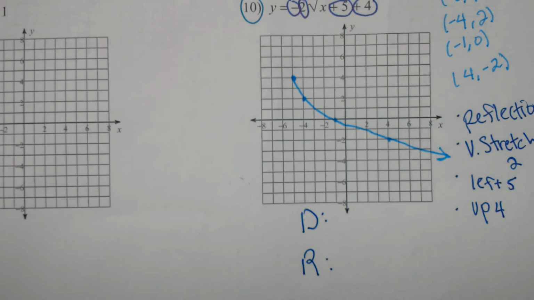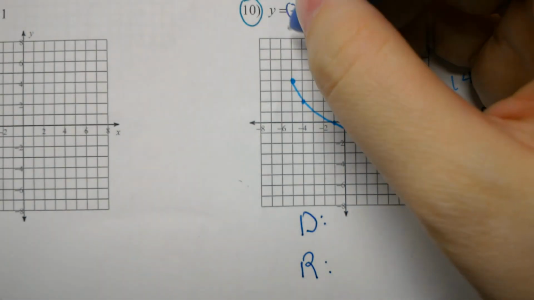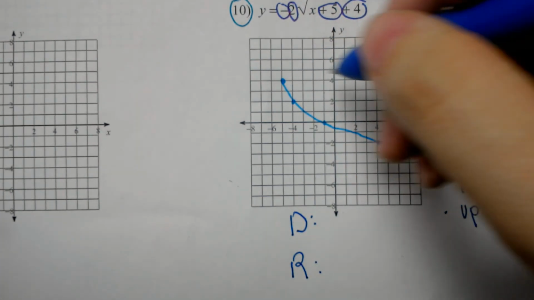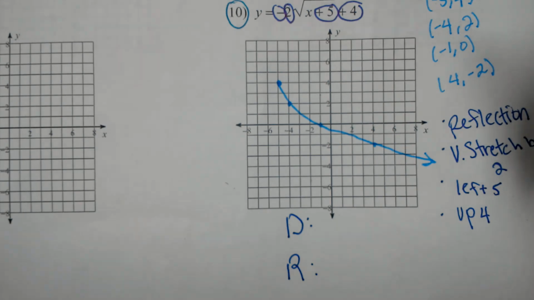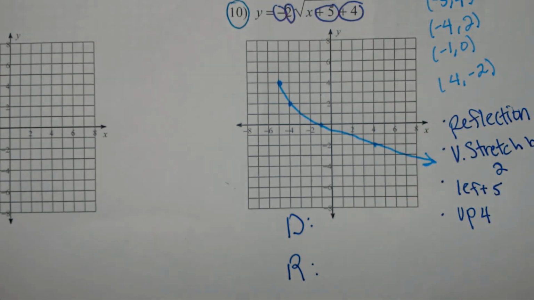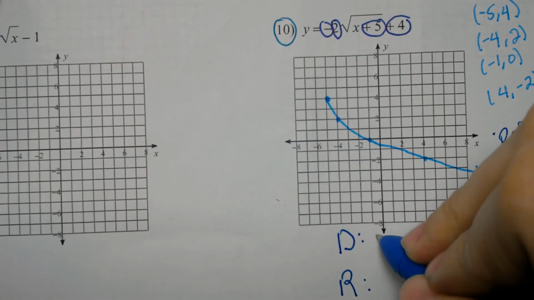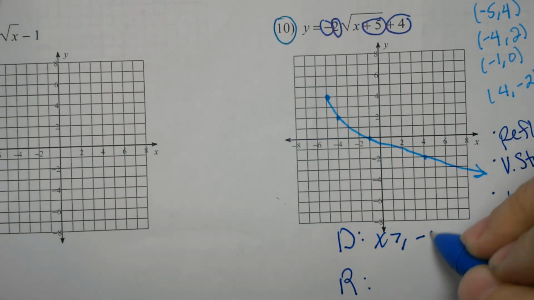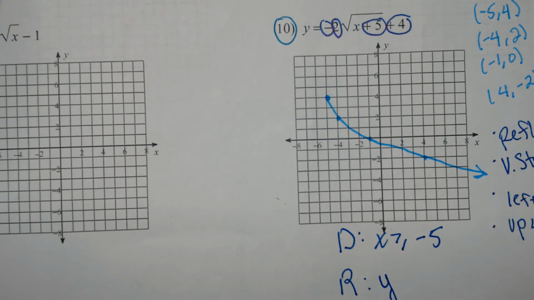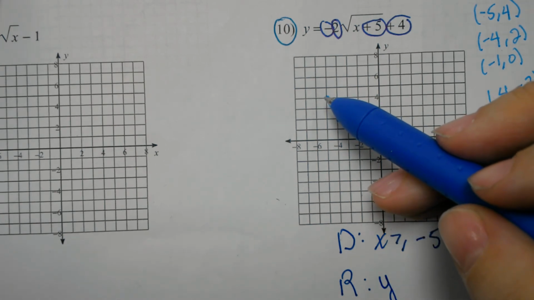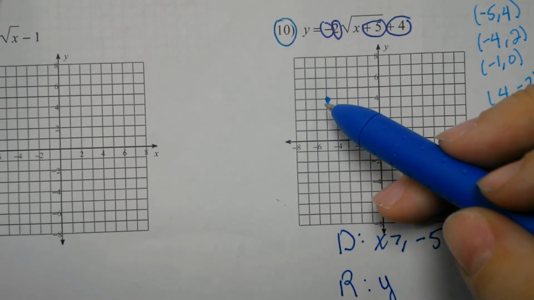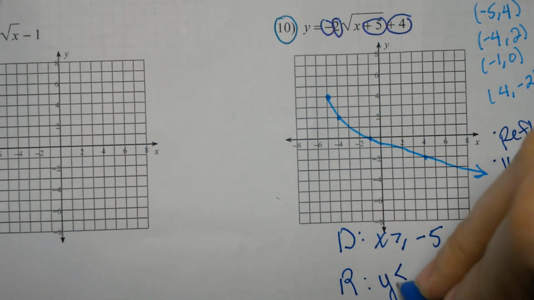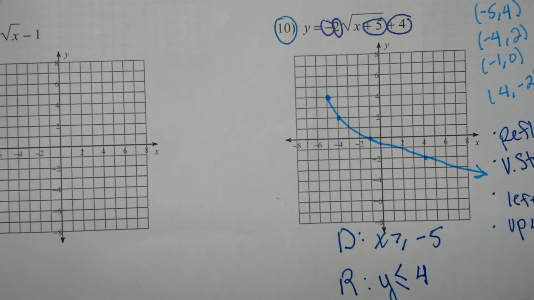So for my domain and range, x is still going to the right, so x is still greater than or equal to that starting x value. So x is greater than or equal to -5. With the range now, that point is my max point. Everything is below it, so y is less than or equal to 4.